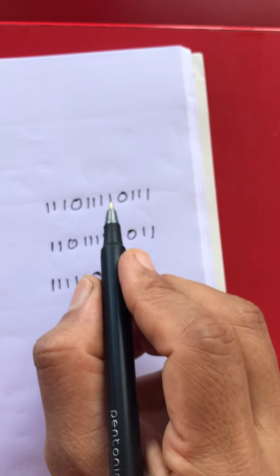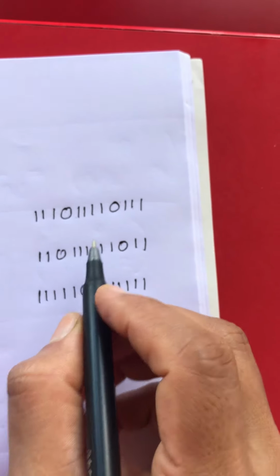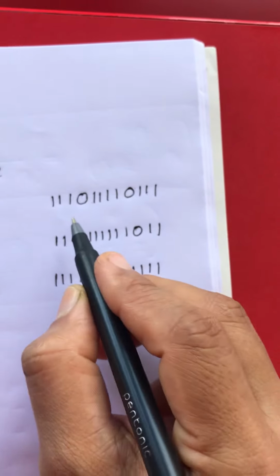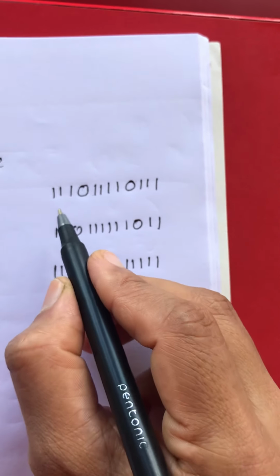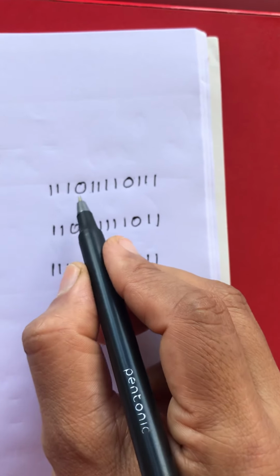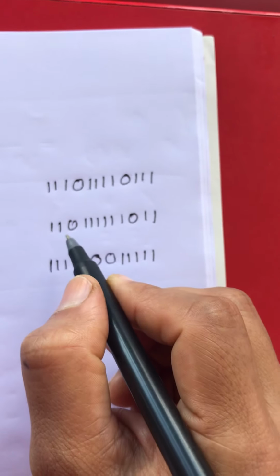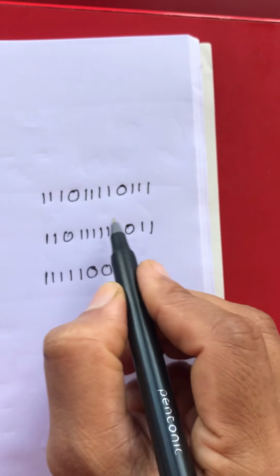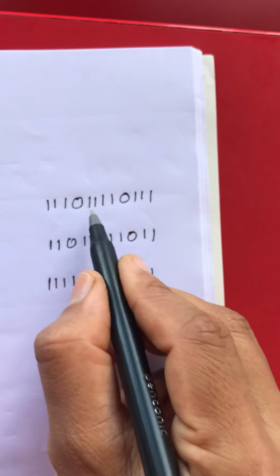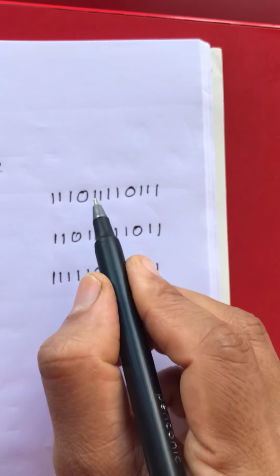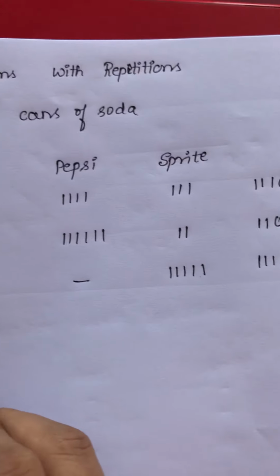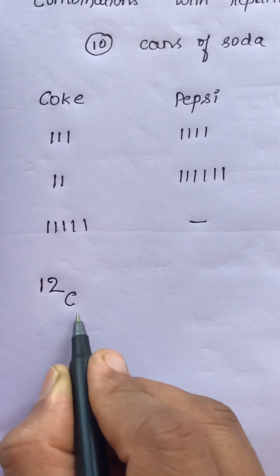Totally 12 positions are there. Now the question is, out of 12 positions, in how many ways can we select 2 positions for zeros? Or in how many ways can we select 10 positions out of 12, that is for ones? So 12C10.